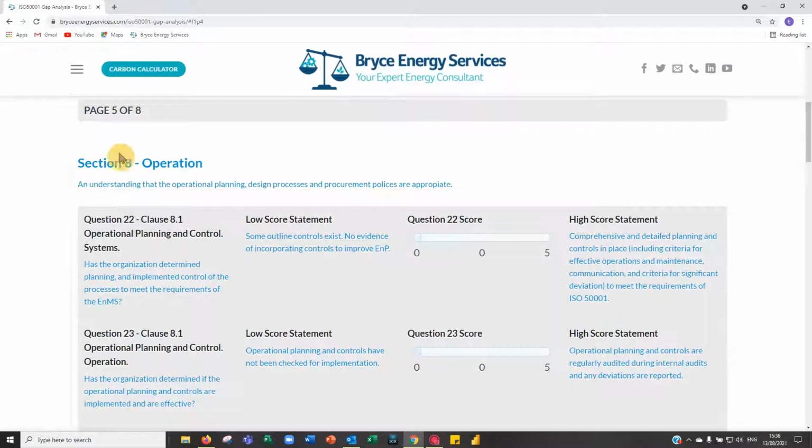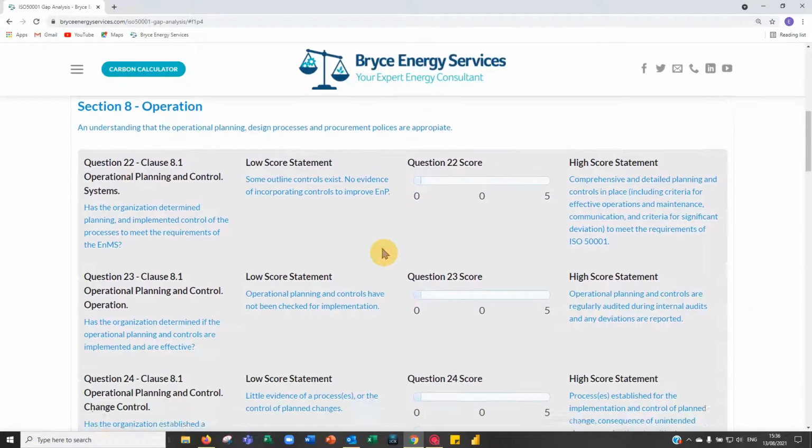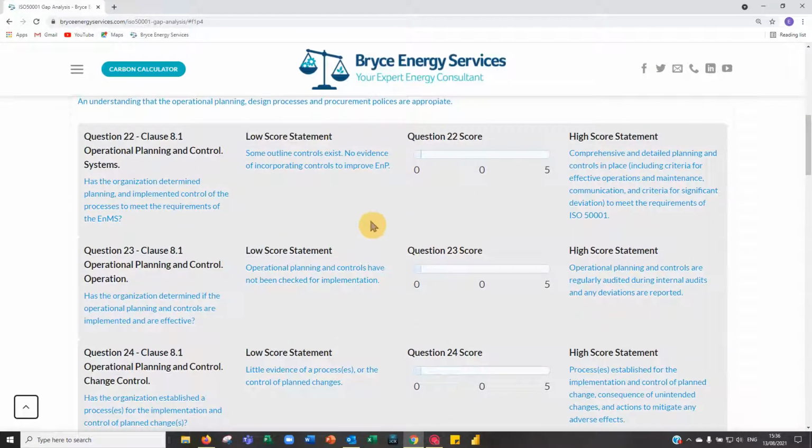Next. So we're making progress now on page 5 of 8. Section 8, operation. An understanding of the operational planning, design processes, and procurement policies are appropriate. So, pick off a few. Has the organization determined planning and implemented control of the processes to meet the requirements? So, this is control of the energy management system, not the operational processes.